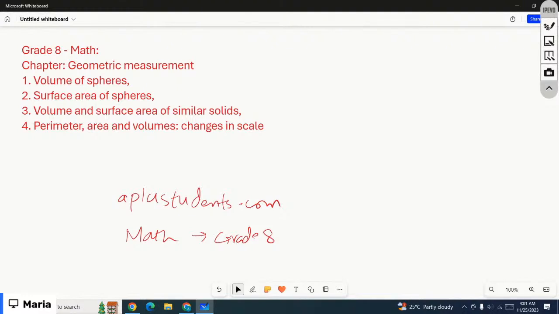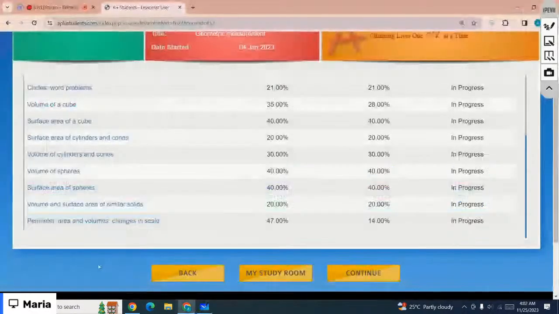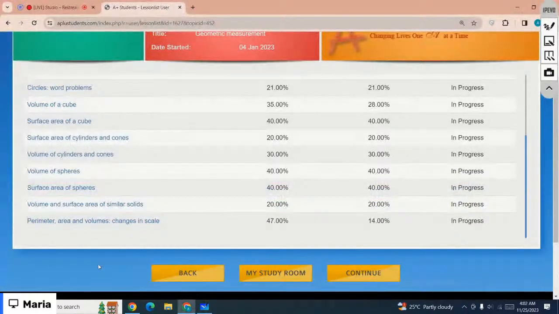We're going to start with the chapter geometric measurement, and the lessons we're going to cover today are volume of a sphere, surface area of a sphere, volume and surface area of solids, and perimeter, area and volume change in scale. So let's just start with the lesson geometric measurement. Here I am on grade 8 math. The chapter we're working on is geometric measurement. Let's just start with the lesson that is volume of spheres.